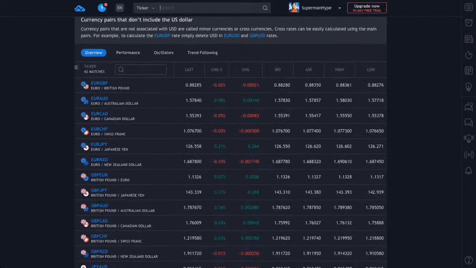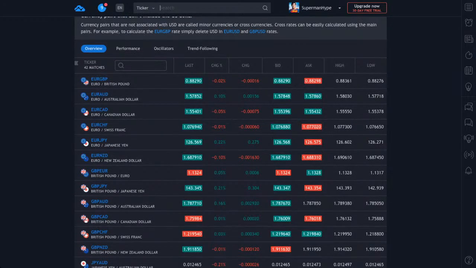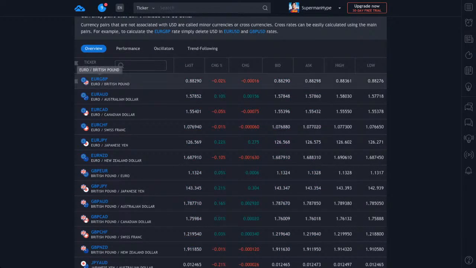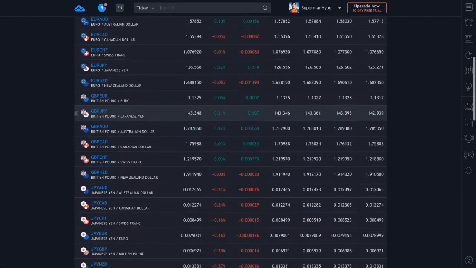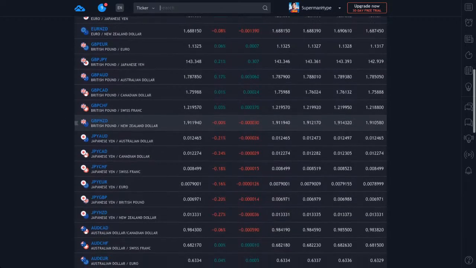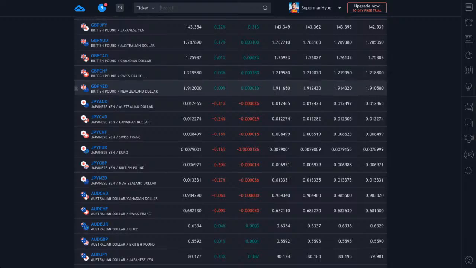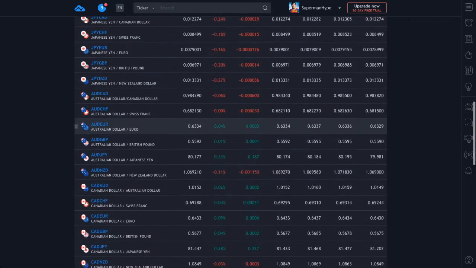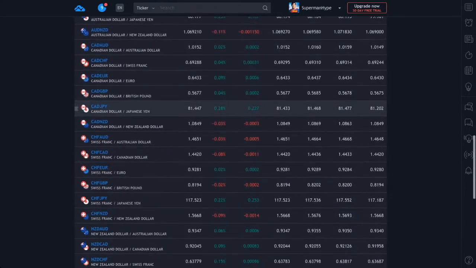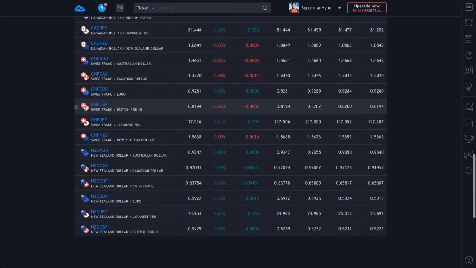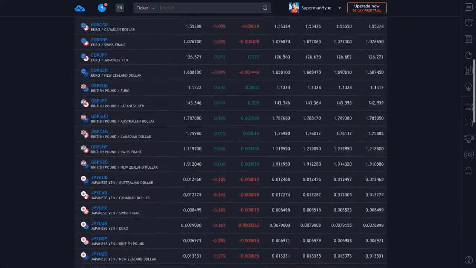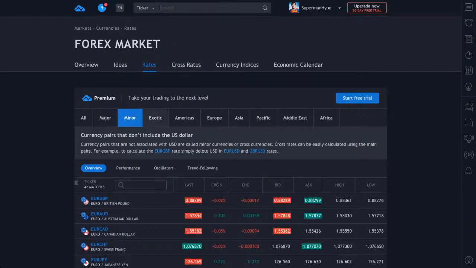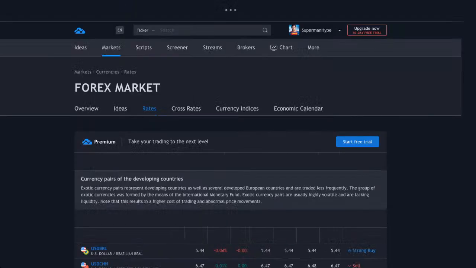And so you can see we've got pairs or cross rates between other currencies. We've got the euro versus the pound, the euro versus Australia, etc., so we've got all the euros. We've got the Great British Pound versus a whole range of currencies: Japanese yen, Australian dollar, Canadian dollar, Swiss franc, all these different ones. New Zealand dollar versus Canadian, and so you've got all these minor pairs. Then we've got the exotic. So this is all the categories.